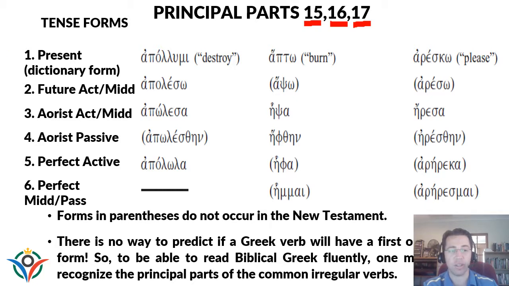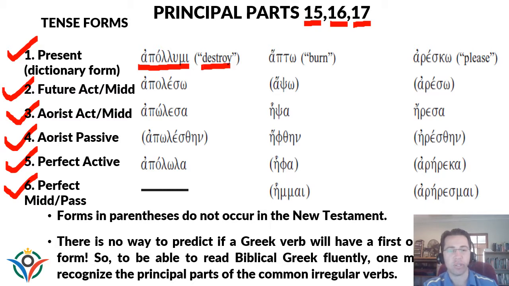Those tenses are the present, the future active middle, the aorist active middle, the aorist passive, the perfect active, and the perfect middle passive. So our first principal part is apollumi, which means destroy. So let's go through the principal parts. So we have the present, apollumi, apolesō, apolesa, apolesthēn, and apolola. And then the perfect middle passive does not have a form in the New Testament.